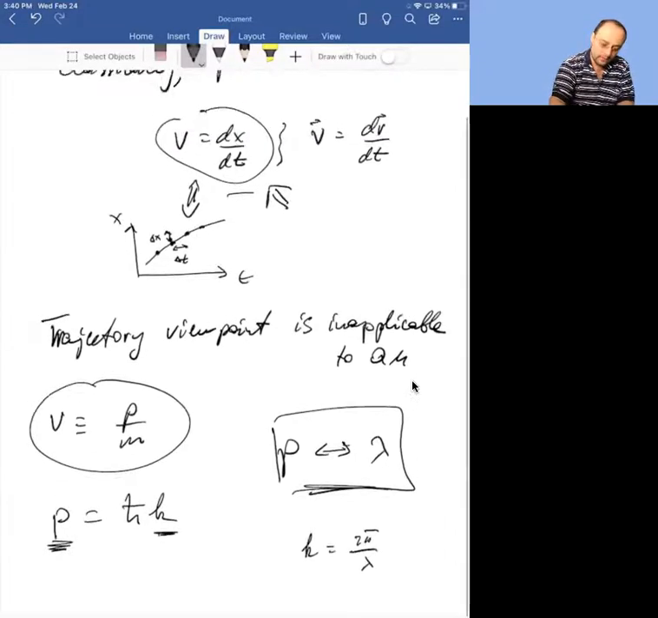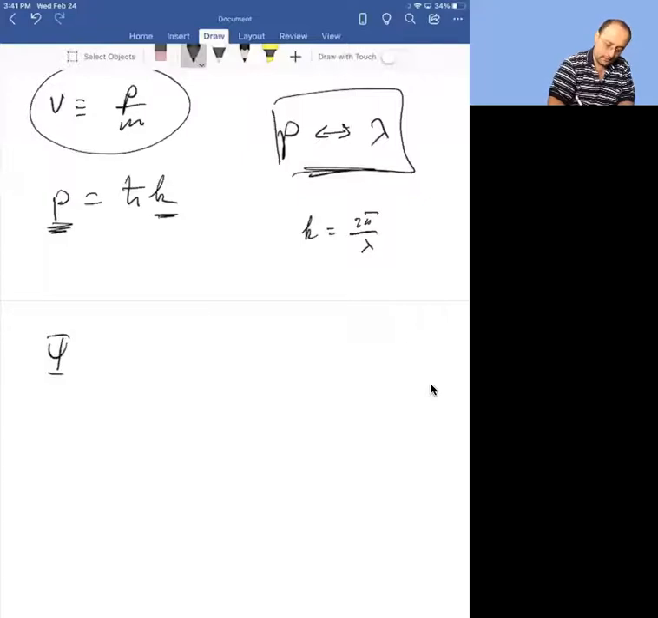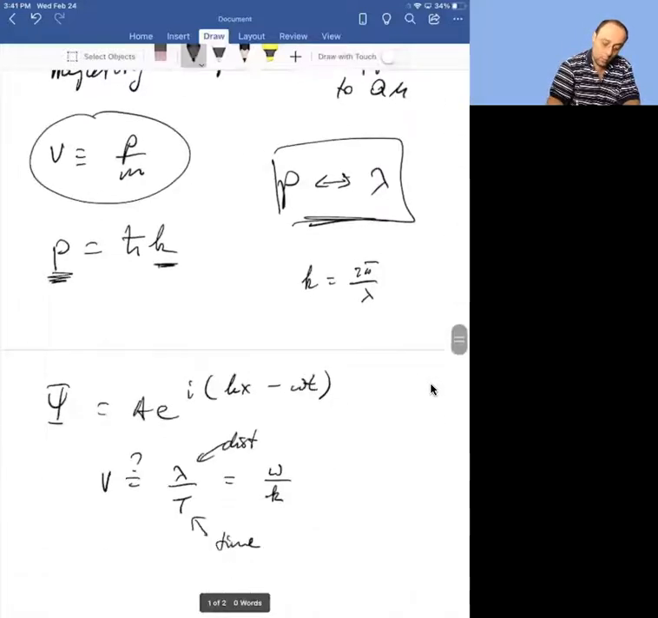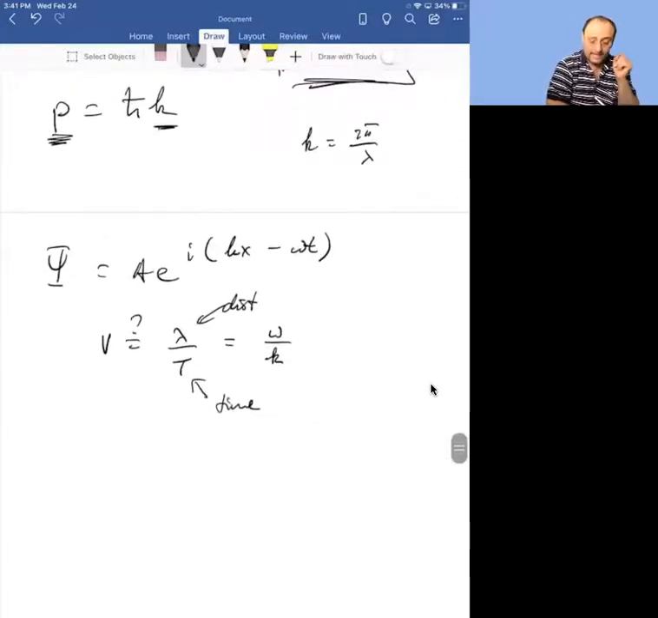So when you were given the wave function, that's something like a e to the i (kx minus omega t), right? And you could say v equals the wavelength over the period, which is the same as omega over k. What you're really doing is, you see, this is distance and this is time. Not allowed. So what is this velocity anyway? It is some kind of a velocity. It's the velocity of the wave function.